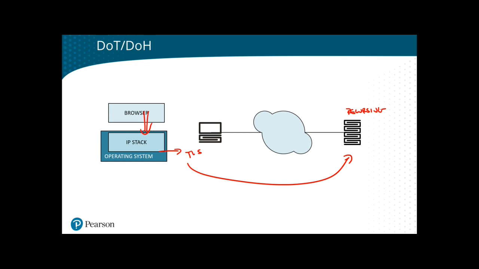Because it's encrypted from the host all the way to the recursive server, the access provider and this war driver sitting here on your Wi-Fi access point cannot see the data, cannot see the DNS data. Now this works pretty well, but the problem is that for some operating systems like iOS and Chrome, you don't really have an operating system with a separate stack.